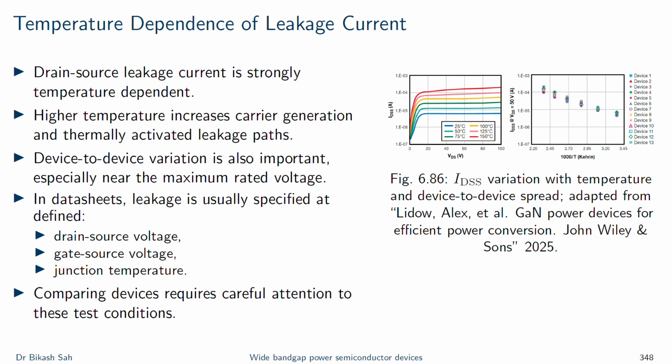A data sheet specifies leakage at a particular VDS, VGS, and junction temperature. If two manufacturers use different test conditions, then the leakage can also be comparatively different. So as a mature engineer, what you should do is try to normalize conditions or test the device under the actual converter stress profile before selecting the specific device.